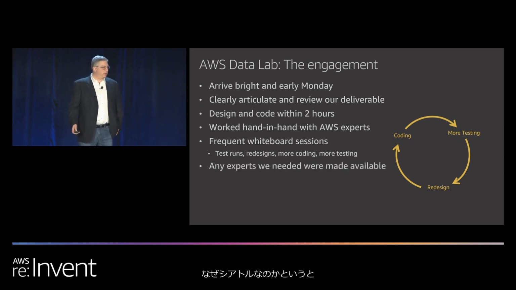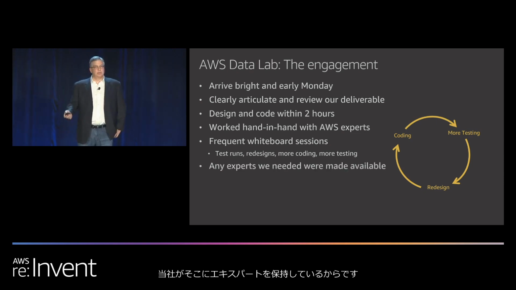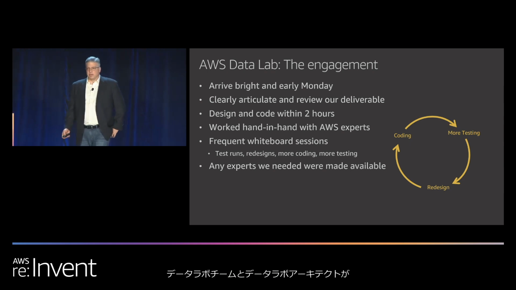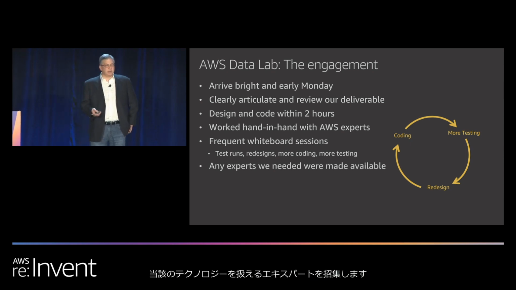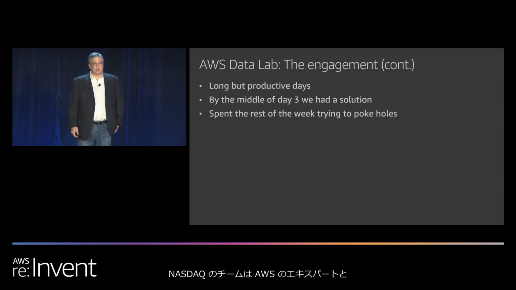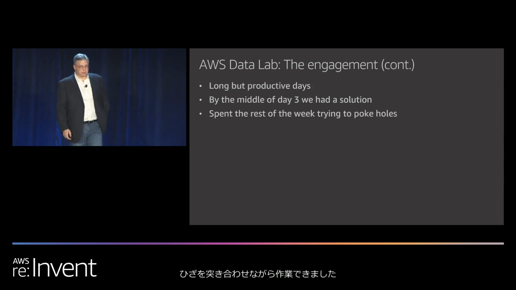Any of the experts that we needed, we do this in Seattle for a reason. That's where we keep the experts. So any of the experts that we needed for these technologies, the Data Lab team and the Data Lab architect would go out and get them and bring them to us. And the Nasdaq team was able to work side by side with all those experts.